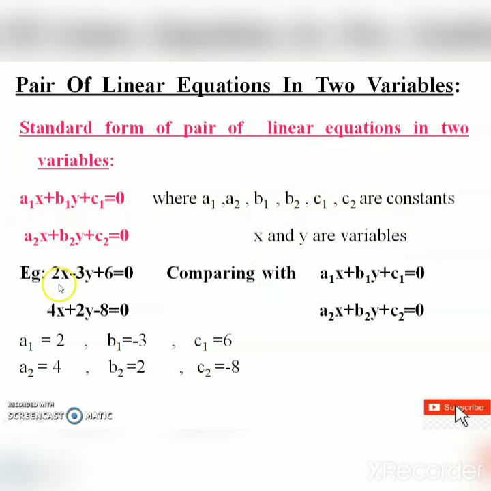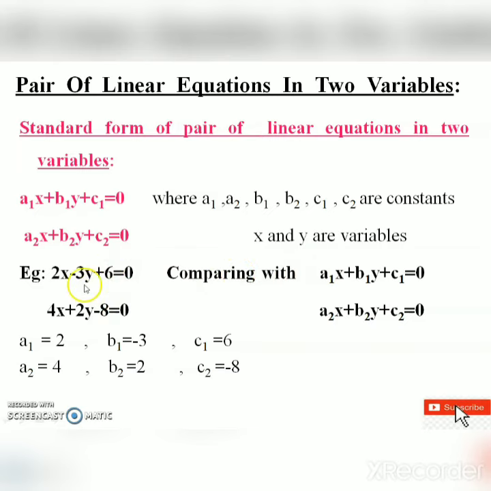Okay, so if I take an example, 2x minus 3y plus 6 is equal to 0 is my first equation. 4x plus 2y minus 8 is equal to 0 is my second equation. That is, these two equations together are called a pair of linear equations in two variables. Why two variables? Because here the variables are x and y. And if I compare this, it is of the form ax plus by plus c is equal to 0.